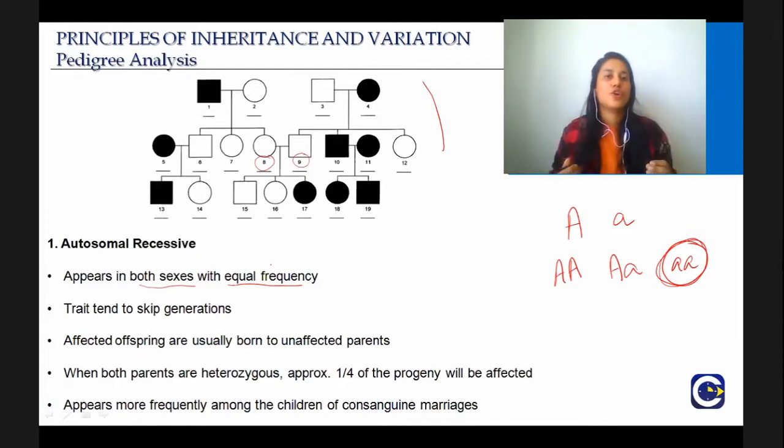Instead of doing this cross, the question that we started our lecture with, it was a cross. Instead of doing that cross, they will ask you in the form of pedigree analysis. And again, this is a very old technique, but they will ask you in your examinations.